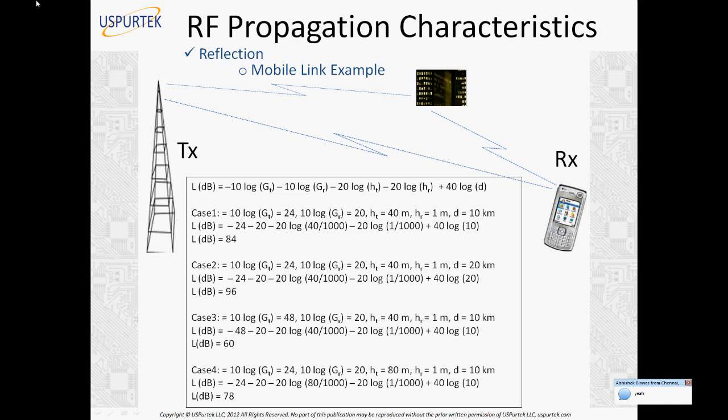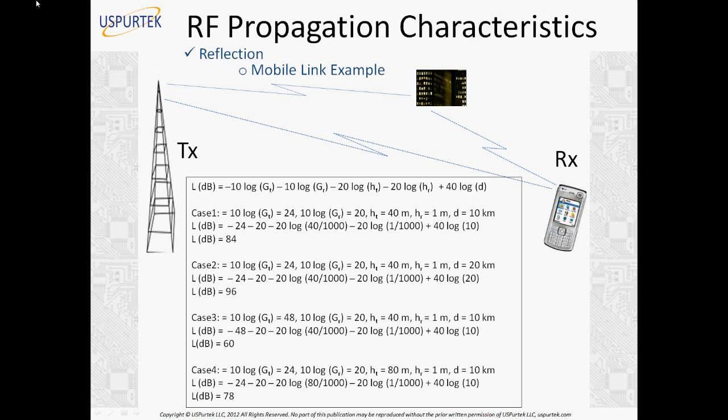Case 3, we double the gain of the transmit antenna. Receive antenna is the same gain. Height remains the same for both transmit as well as receive. And the distance also remains the same, 10 kilometers. Here we have 60 dB. You see, the power loss reduced from 84 to 60 here because we added 24 dB of gain on the transmit side. So just add 24, I mean subtract 24 from here so that we have less loss over here.